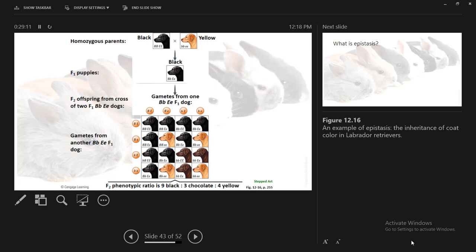So here, this should also be black because capital B is dominant to lowercase b, to the brown color. But again, we can't deposit that pigment.